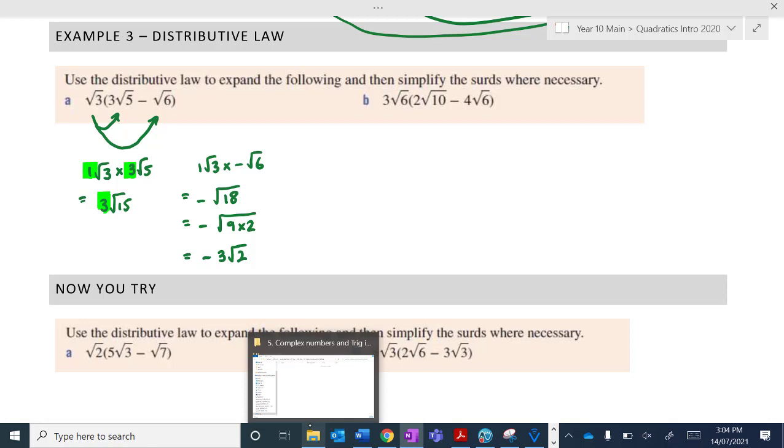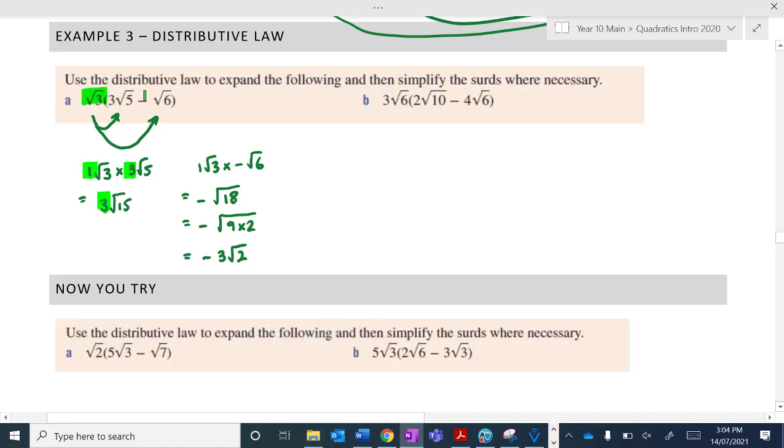Because 3 root 15, no perfect square goes into 15, so we're done. And then, of course, this one, we're looking at root 3 times minus root 6. Be careful and make sure you take the sign out. 3 6s are 18. But of course, negative root 18 can be simplified. 9 2s are 18. 3 comes out the front, so it's minus 3 root 2.